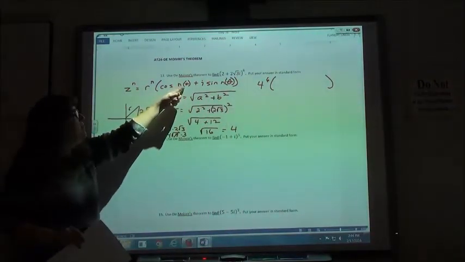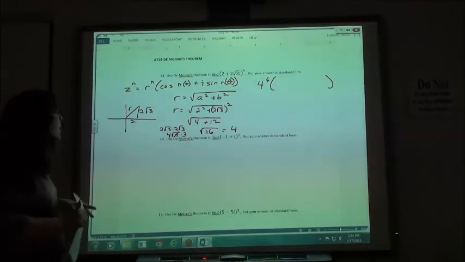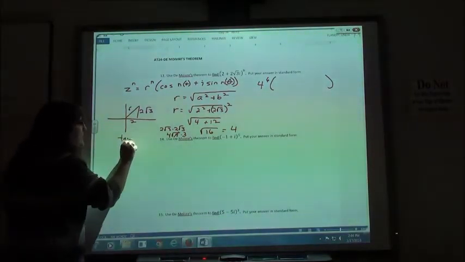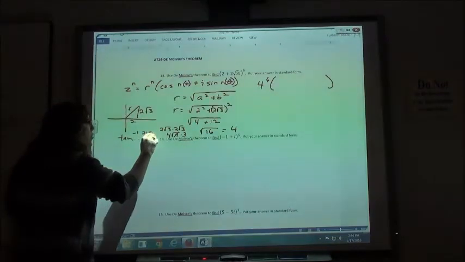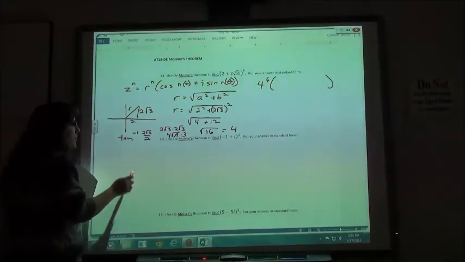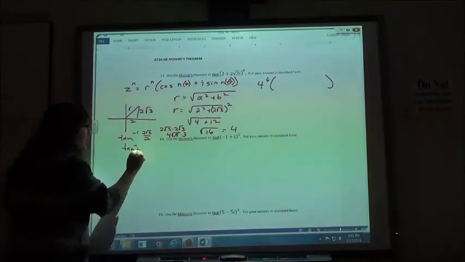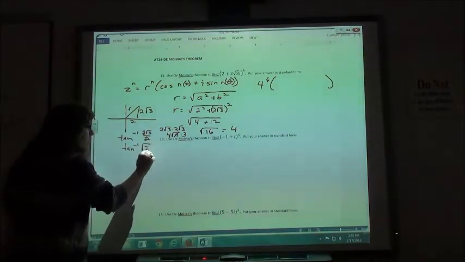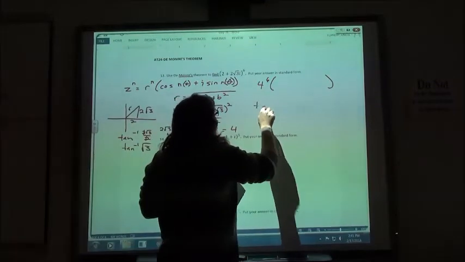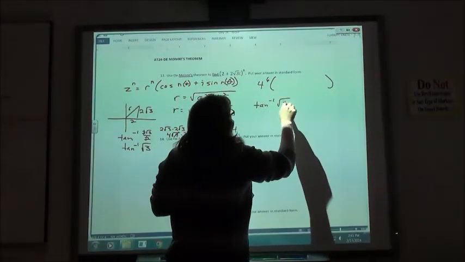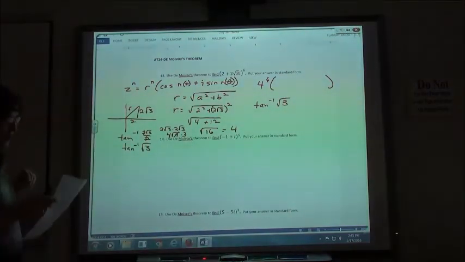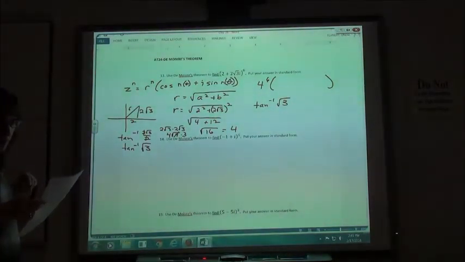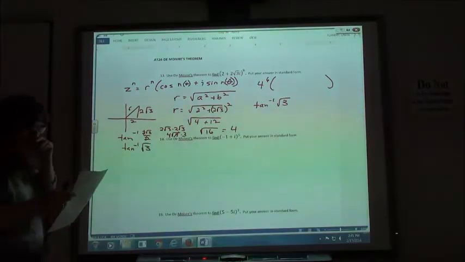Now again, I have to find my angle. And just like before when I found my angle, I am going to use the tangent is opposite over adjacent. So I'm going to use the inverse tangent of 2 square root of 3 over 2. So that would mean I have the inverse tangent of square root of 3. Now, this is going to be in degree mode, so really if you wanted to use, or no, it's actually in radians they're going to use it.